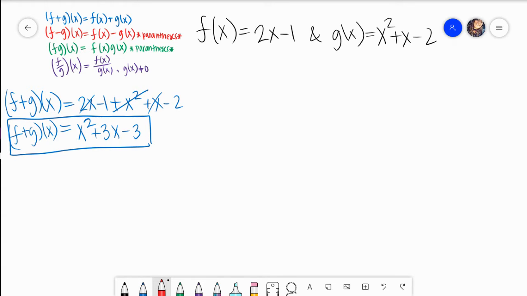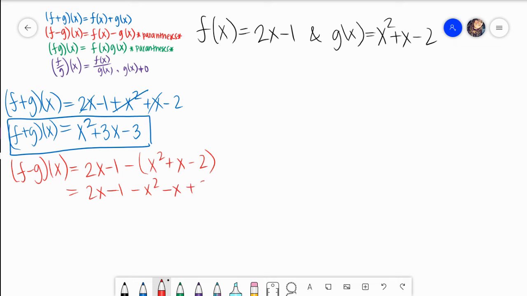Okay, for the difference of functions, we have f minus g of x. So you have your f of x, and then in parentheses, I'm going to put my g of x. And the reason why I do that is because I'm actually going to distribute that negative through to everything on the right-hand side.